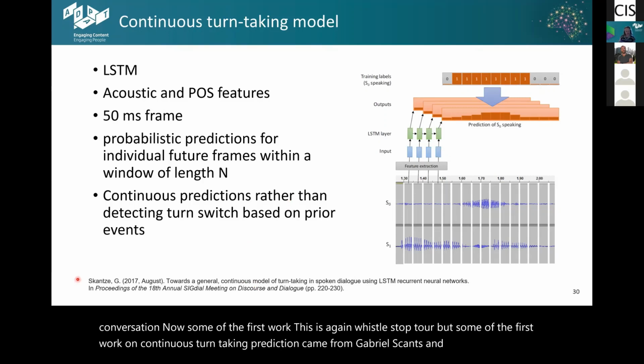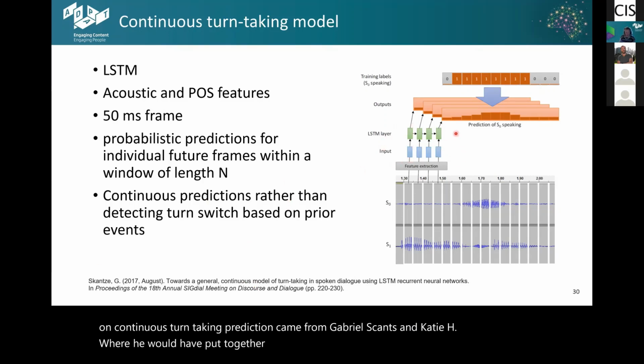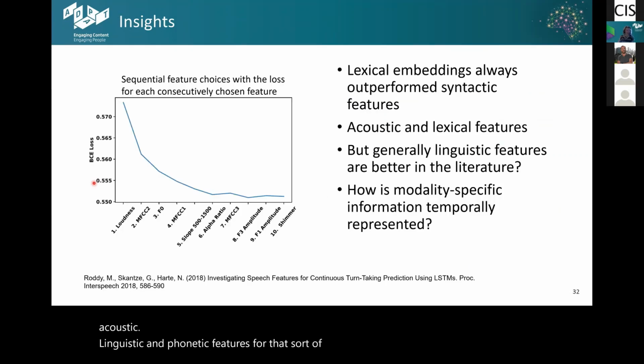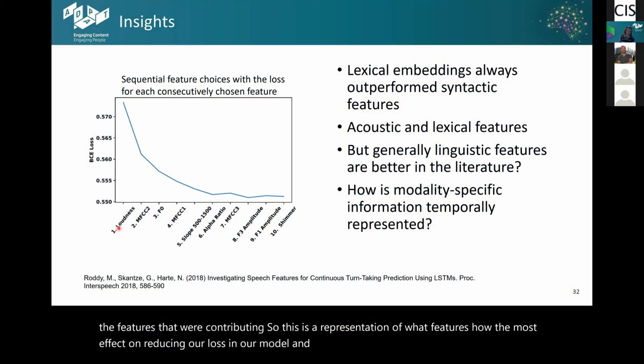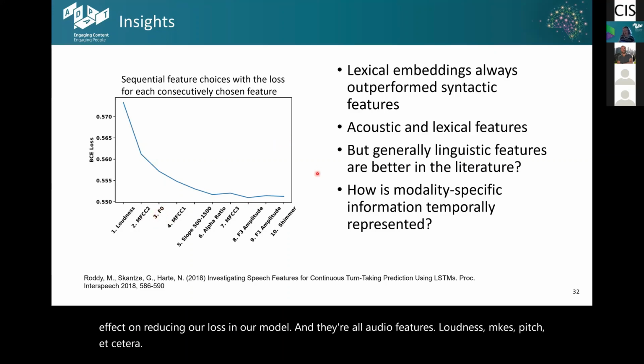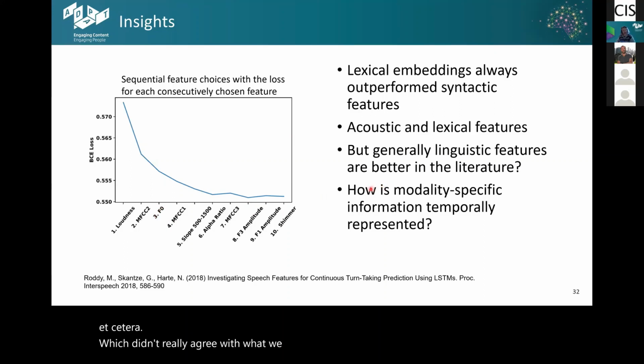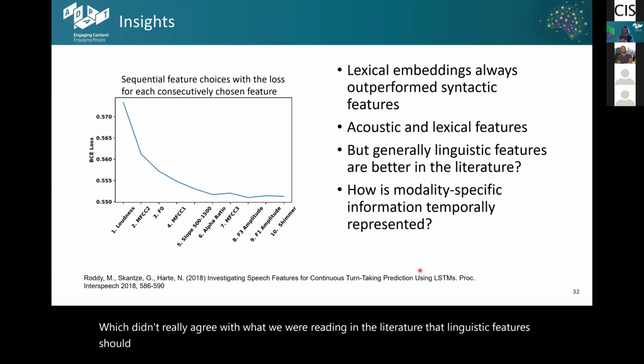So when we used a very large array of acoustic, linguistic, and phonetic features for that sort of task, what we found, when we looked at the features that were contributing, so this is a representation of what features had the most effect on reducing our loss in our model, is that they're all audio features, you know, loudness, MFCCs, pitch, etc., which didn't really agree with what we were reading in the literature, that linguistic features should help more. That's well understood.